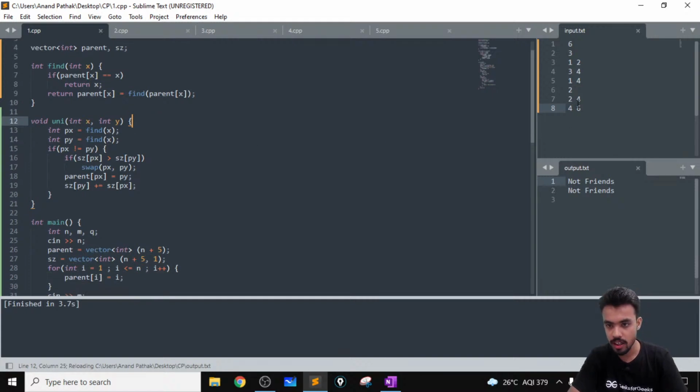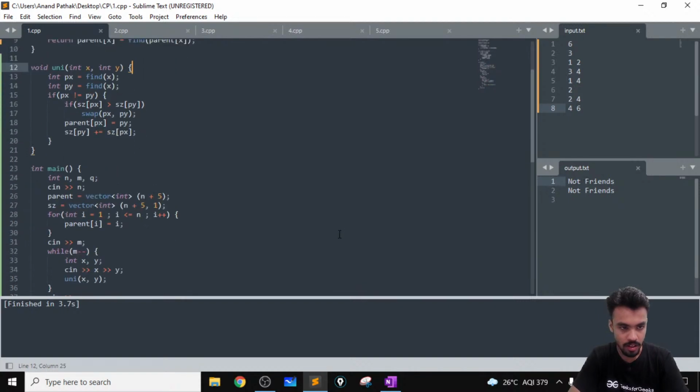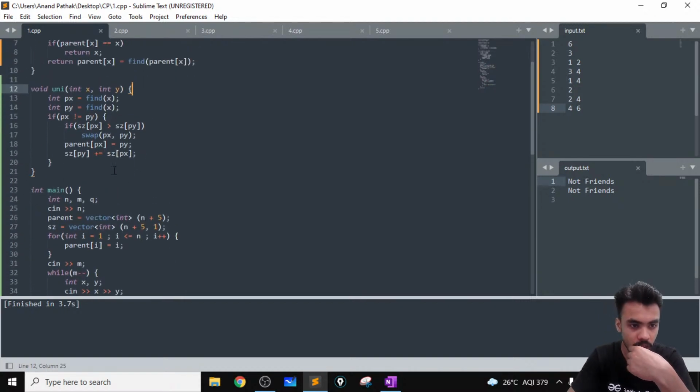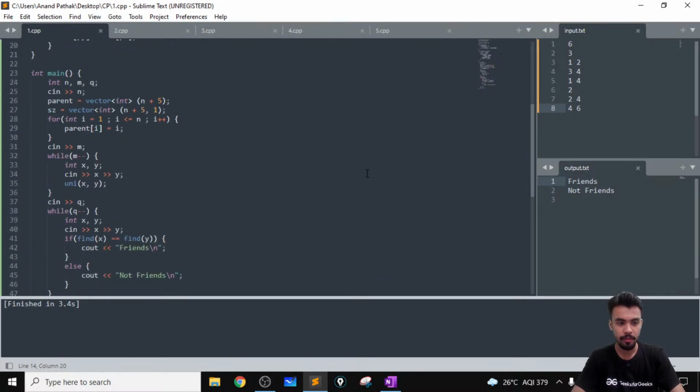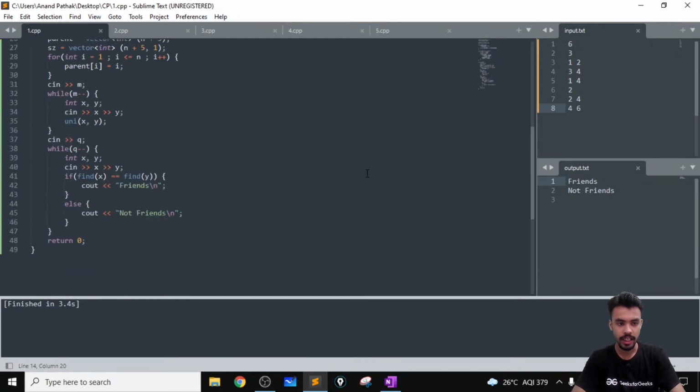Okay, so the first thing is giving me wrong output. So why? Okay, so here it should be parent of y. Okay, so now it is giving the correct result. So this is the implementation for this particular function.